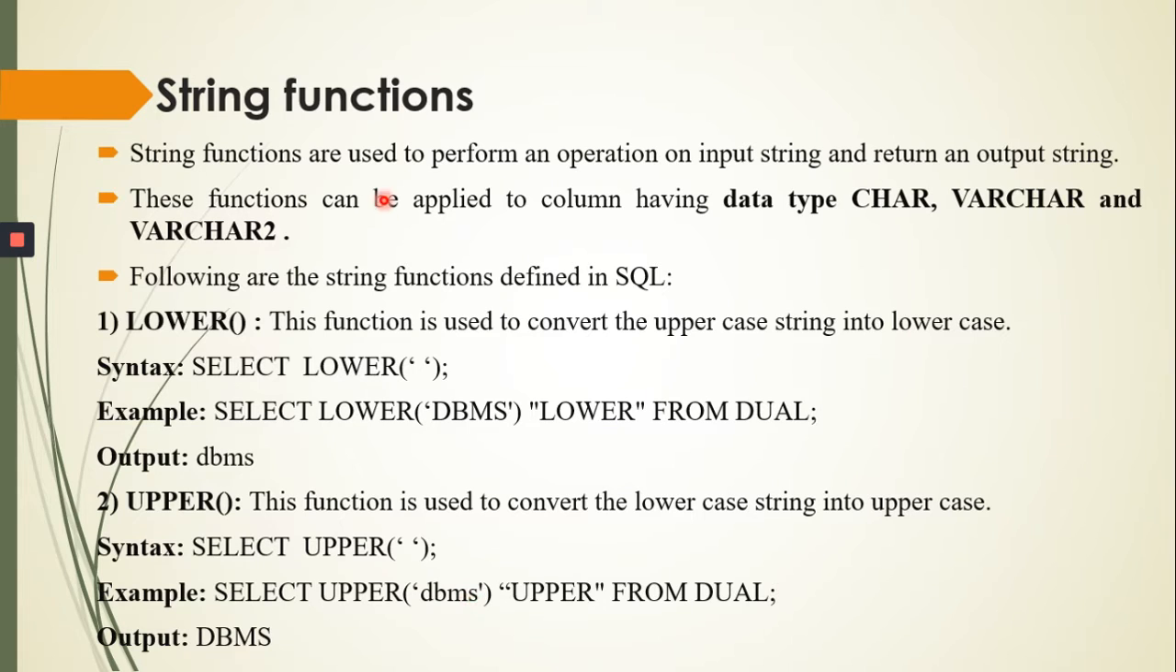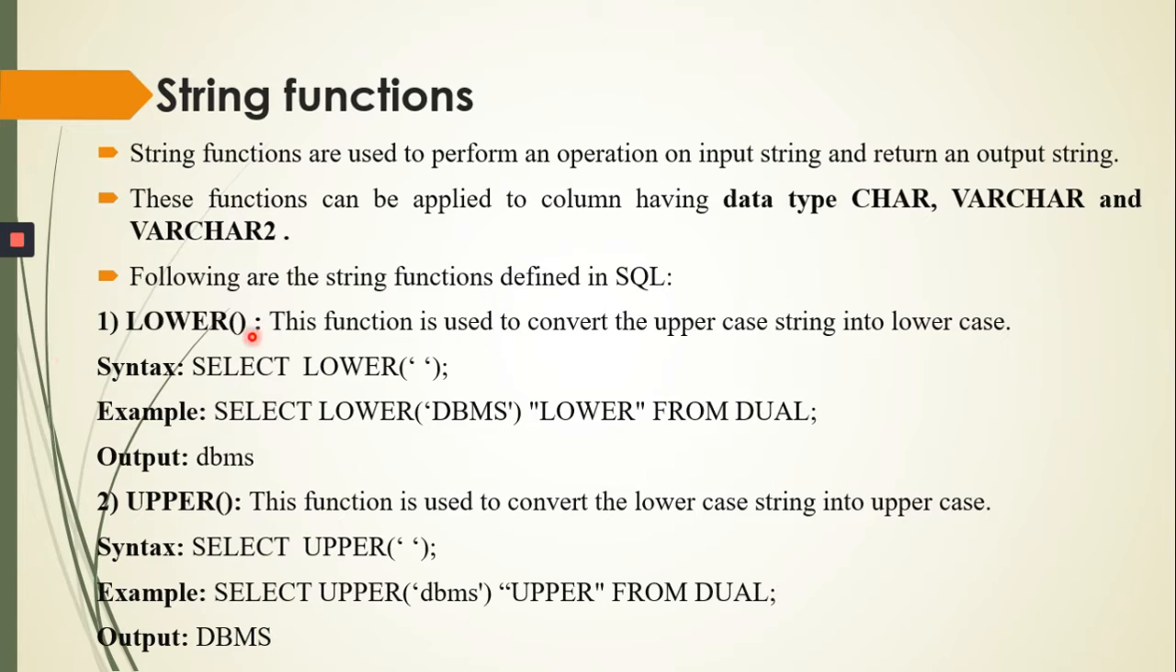String functions are used to perform operations on an input string and return an output string. So string functions are performed on the string. These functions can be applied to columns having data type character, varchar and varchar2, as it is a string and a string is a collection of characters. So the data type must be character, varchar or varchar2. The following are the string functions defined in SQL.